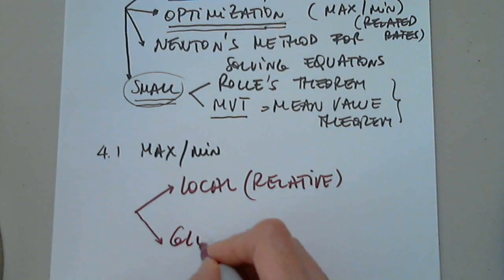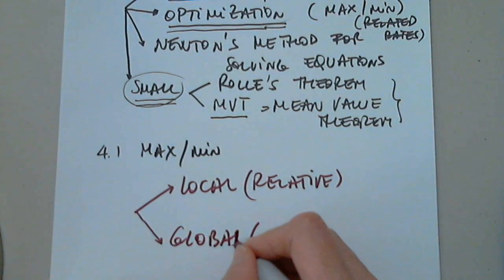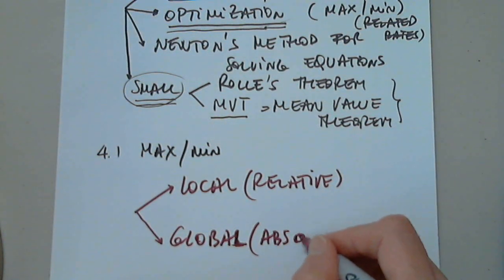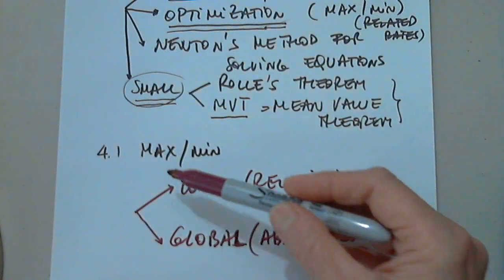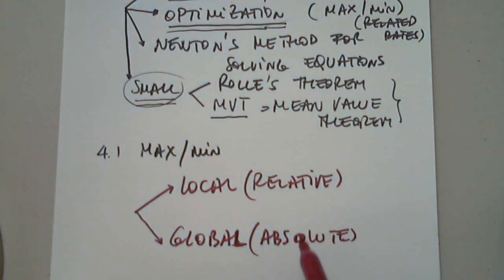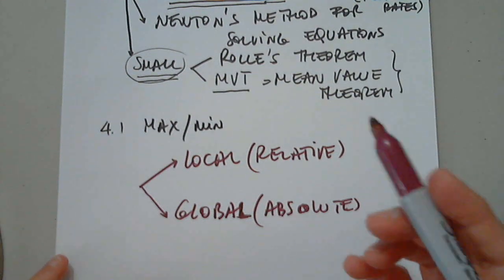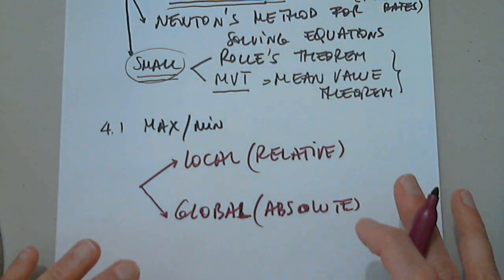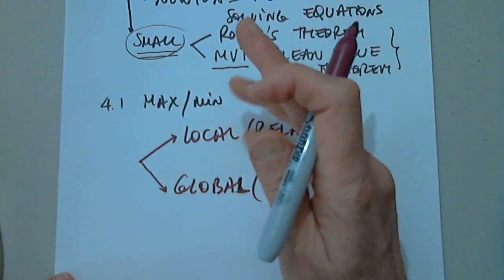Also, something called global, also called absolute. So when we talk about global max, or global min, or absolute max, absolute min, they mean the same thing. Choose the one you prefer, but remember they mean the same thing. And I may use local, you may use relative. We should be able to understand each other. It doesn't matter which one you use. Now, let's talk about what's the difference between the 2.